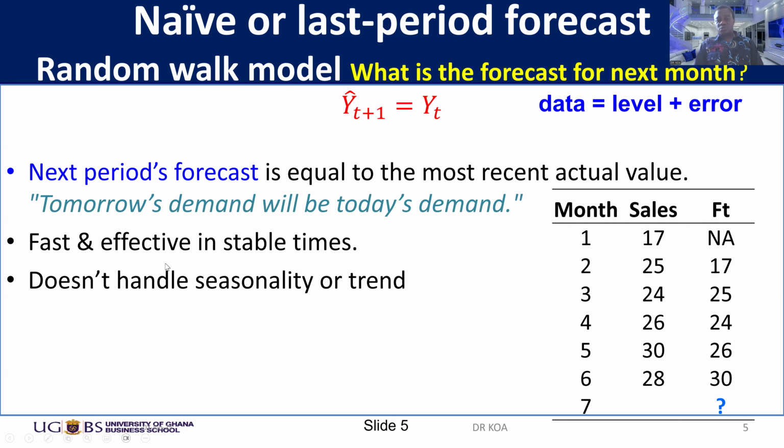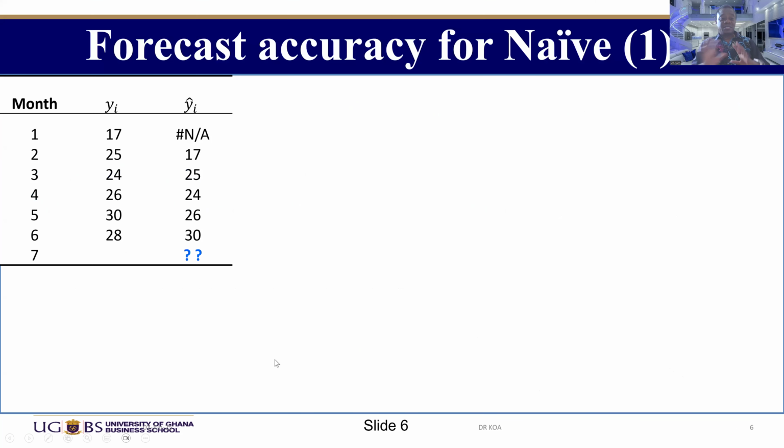It's very easy to use, so a lot of people like to use it, but it doesn't have trend, it doesn't have seasonality. So if trend and seasonality are in your data, this model will not be able to help you. So how do we get to next period? Well, if you look at period 7, since period 6 sales is 28, we'll use that to predict that of period 7. So period 7 will also be 28. It's simple.